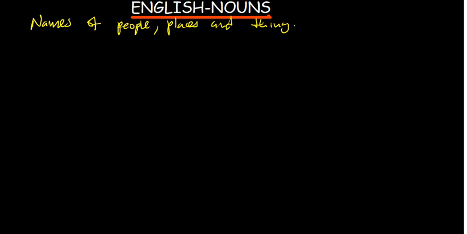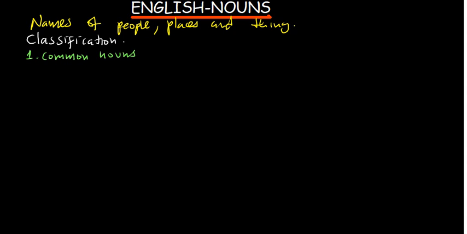We have got classification of nouns. So these names of people, places, and things, they can be classified in different ways. The first classification we have is common nouns. Now, when you're talking about common nouns, these are the names of people, places, and things that are general and not special to a particular place, person, or thing.